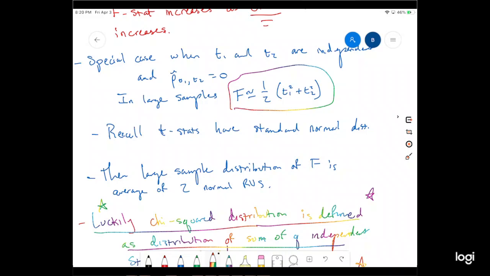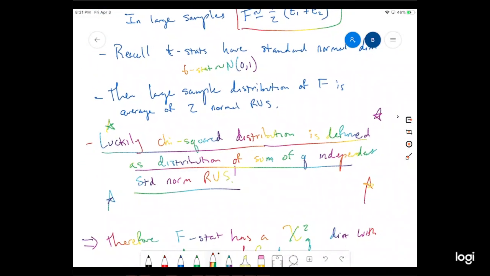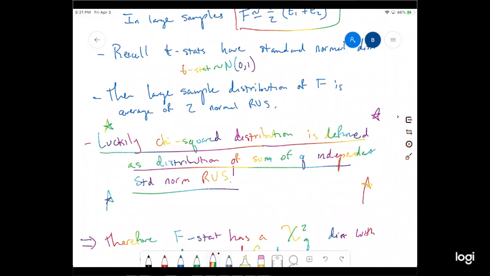So remember that t-stats have a standard normal distribution, or in other words, the t-stat is distributed normal 0, 1. So then in large samples, the distribution of the F-statistic is the average of two normal random variables, or basically the sum of two normally distributed random variables. And luckily we have a distribution that is the sum of squared normal random variables. It's called the chi-squared distribution.